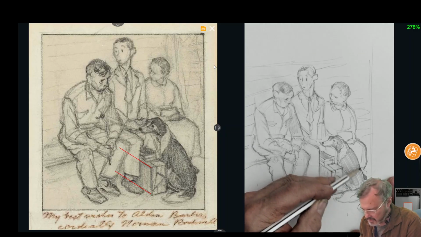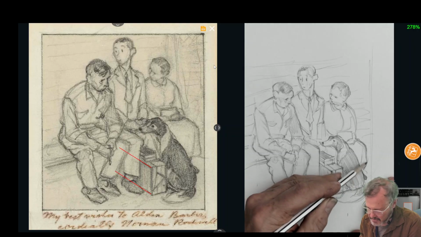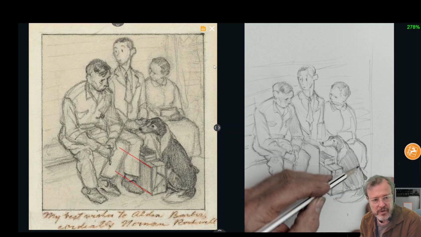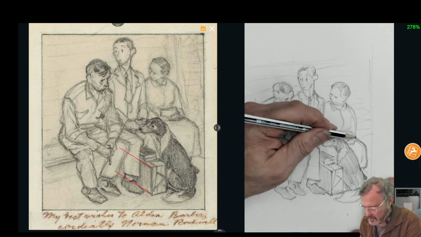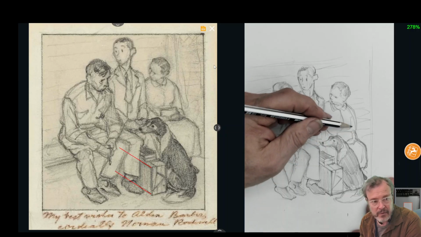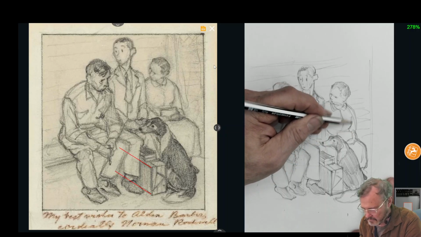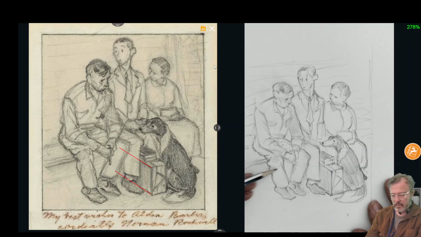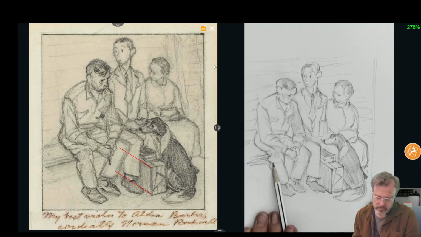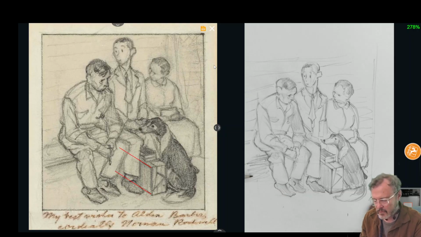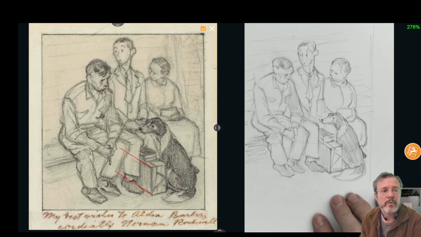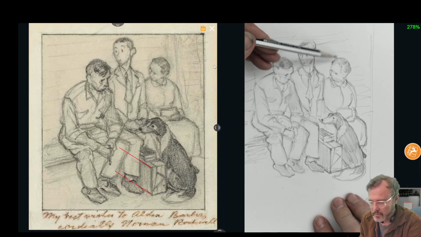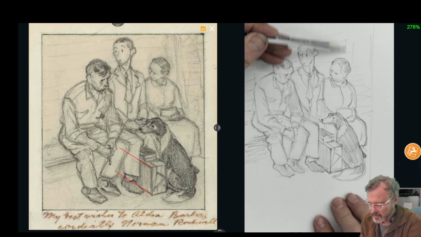There's one kind of awkward tangent here between the back of the dog and Mom's shoe. Maybe that's why he took Mom out. That would have bothered me. And maybe a downspout over here, who knows?